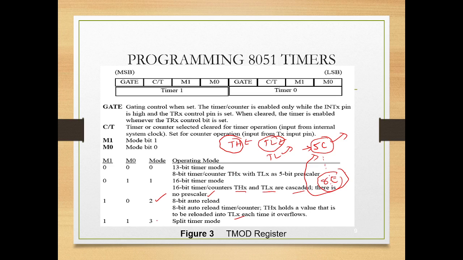Next one is split timer mode, mode 3. We can use TH as well as TL separately as counters. So this becomes one counter, this becomes one counter. Or this becomes one counter, this becomes a timer. In that way, we can swap and take the timers separately. So this is about the modes of timers here.